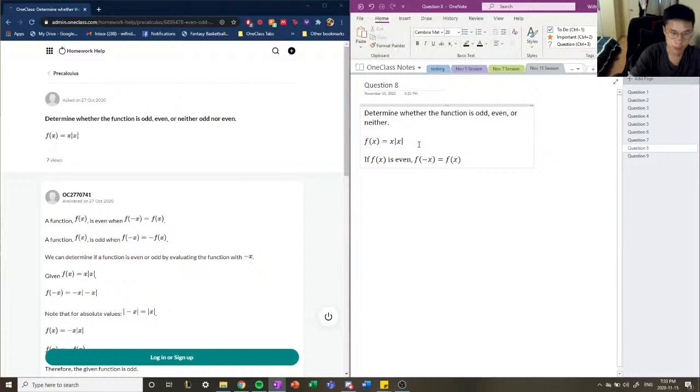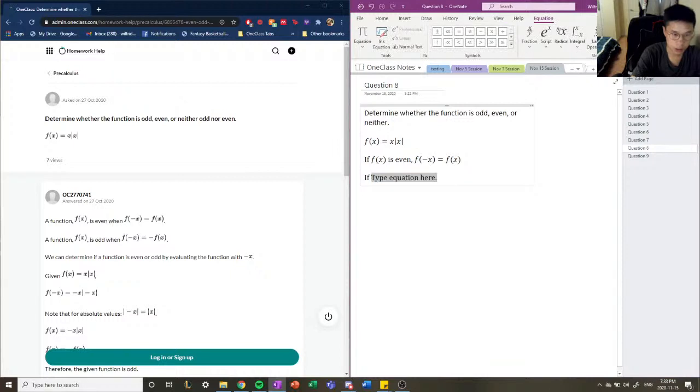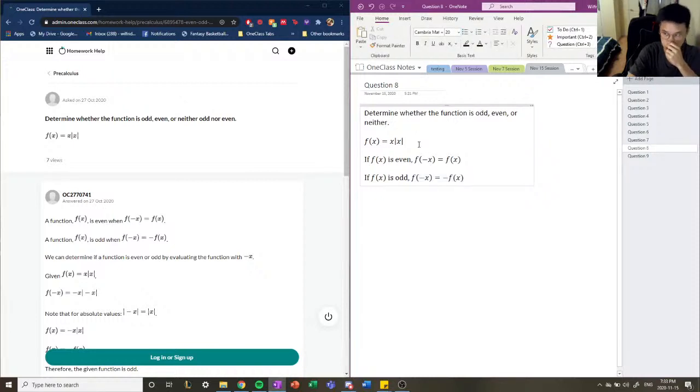Okay? If f of x is odd, then f of negative x is equal to negative f of x, okay? So these are the two properties, right? So this question is basically asking us to evaluate whether the function is even, when f of negative x equals f of x, or odd, when f of negative x equals negative f of x. So the function is neither if either of these do not occur.